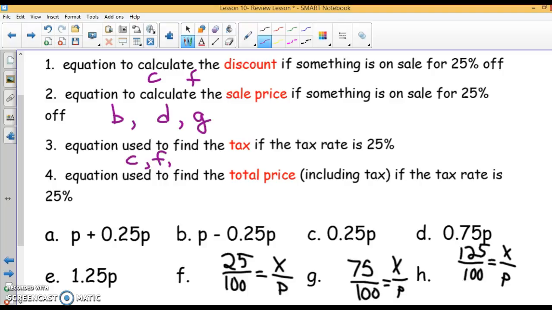Now, equation used to find the total price including tax if the tax rate is 25%. Well, think about two ways we can do that. We can find 25% and then add it to the original. That's A. Or, if we're paying 25% tax, aren't we paying 100% of the item and 25% tax? So that's 125%. So I could use E. Or if I'm doing a percent proportion, I could use H because I'm paying 125%. So A, E, or H for that one.